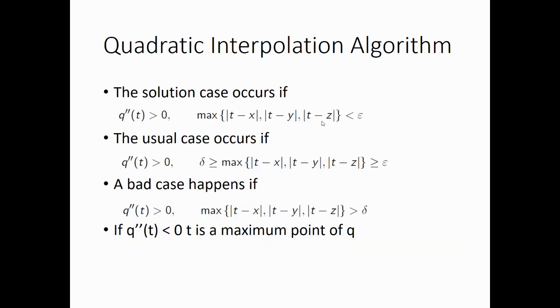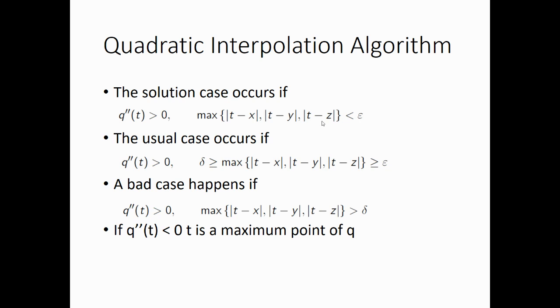The solution occurs if q double prime of t is greater than 0 and the maximum of |t minus x|, |t minus y|, and |t minus z| is less than epsilon. And basically the condition q double prime of t greater than 0 indicates that q prime is increasing in the vicinity of t, so t is indeed a minimum point of q. The second condition indicates that this estimate t of the minimum point of f is within the distance epsilon of the 3 points x, y, and z. In this case, we accept t as a solution.